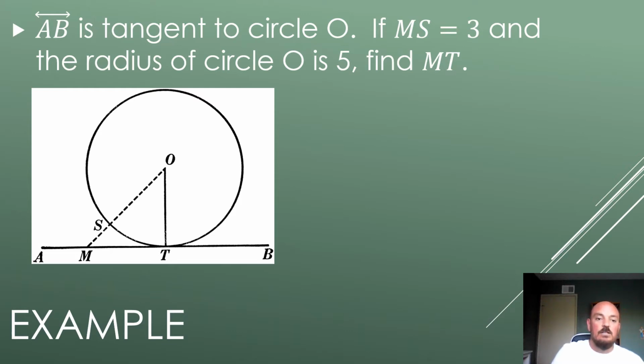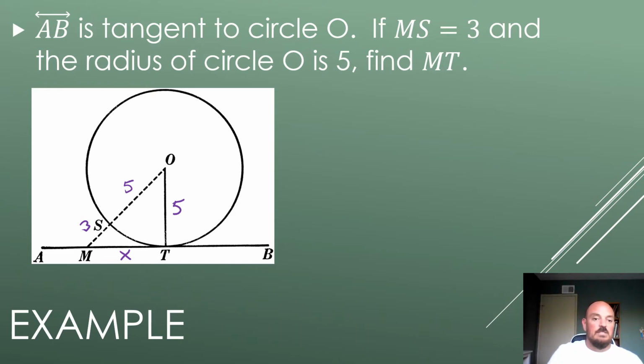I said MS, this tiny little dotted piece outside of the circle here, is 3. And I said the radius of the circle is 5, which is actually, when you say radius, you think, okay, it's right here. But it's also the rest of that dotted line. Now I want you to find the length of MT. So let's say I put an X down here between M and T.